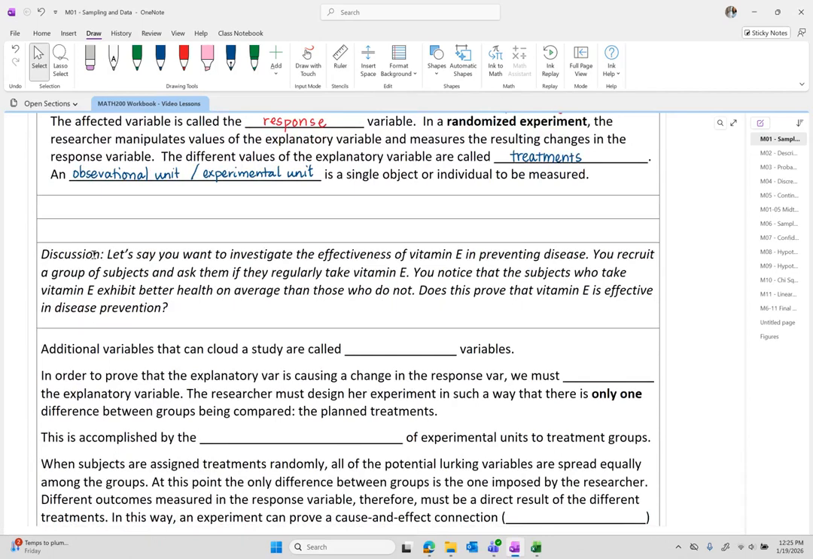Determine if, by asking this question, this is an observational study. You recruit subjects, you ask them if they take vitamin E, you record yes or no, and then you check their health. So this is not an experiment. Does this observational study guarantee that vitamin E is effective in disease prevention?